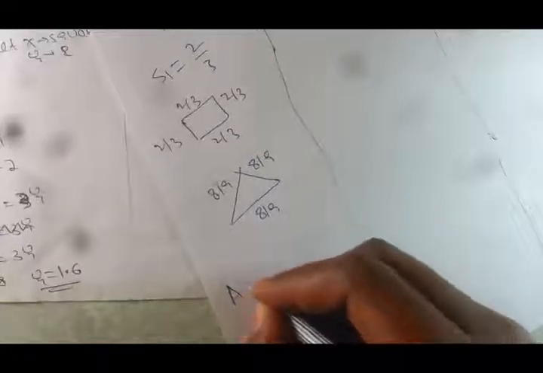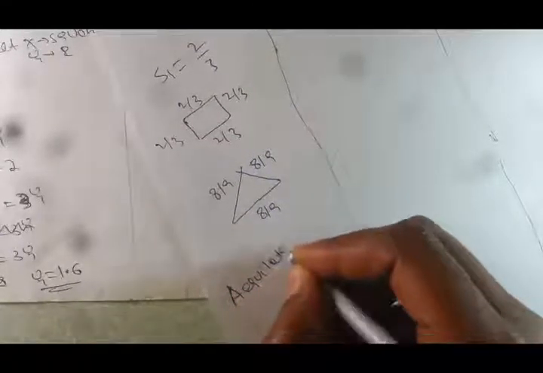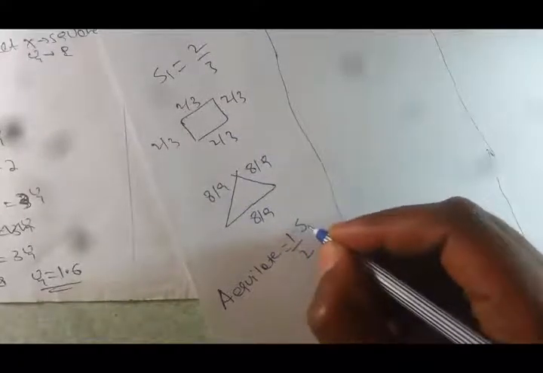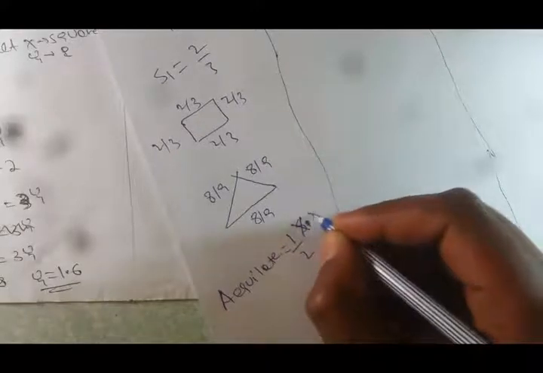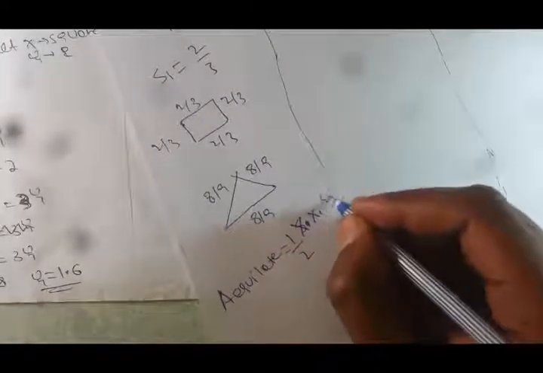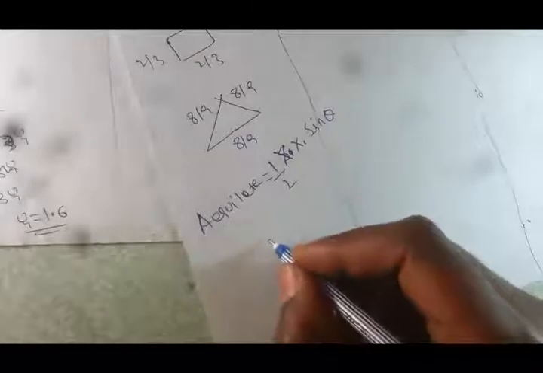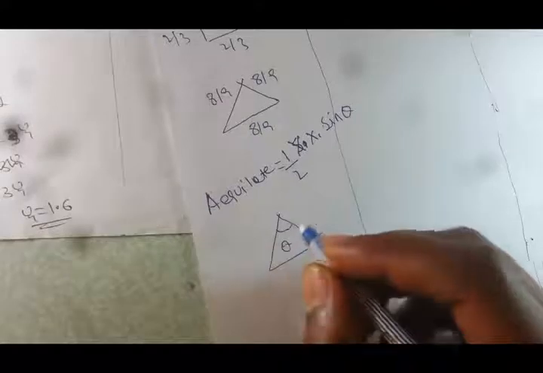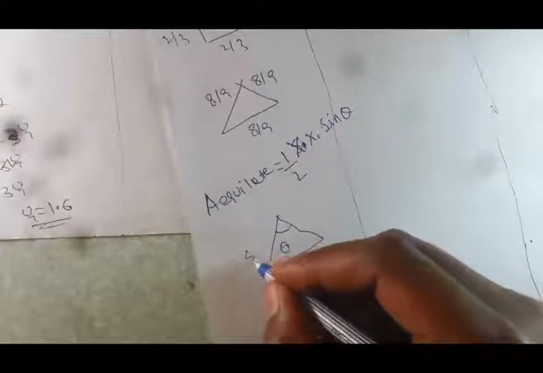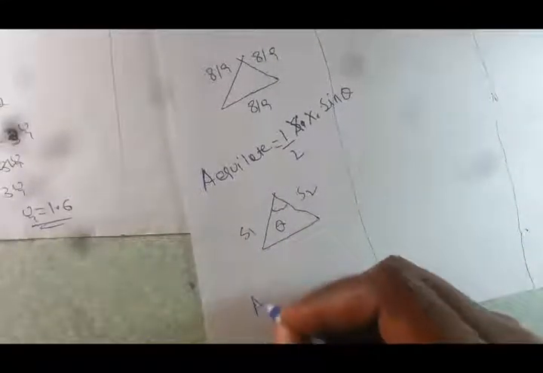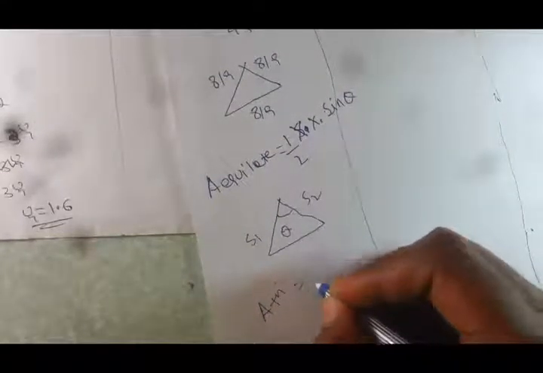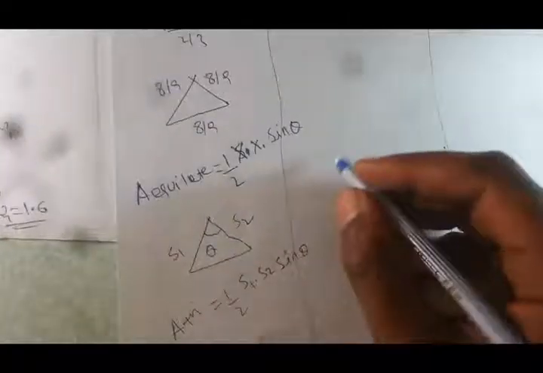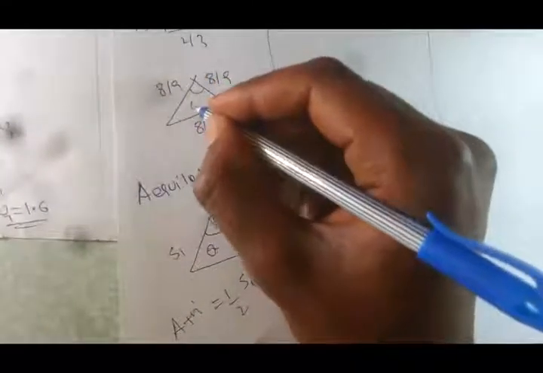And the area of a triangle is given by 1 over 2 S1 times S2 times sine theta. That means, let me tell you something. Whenever you are given a triangle and this is angle theta, and this is side 1 and side 2, the area of the triangle is given by 1 over 2 S1 times S2 times sine theta. In our case, let's consider this is 60 degrees.